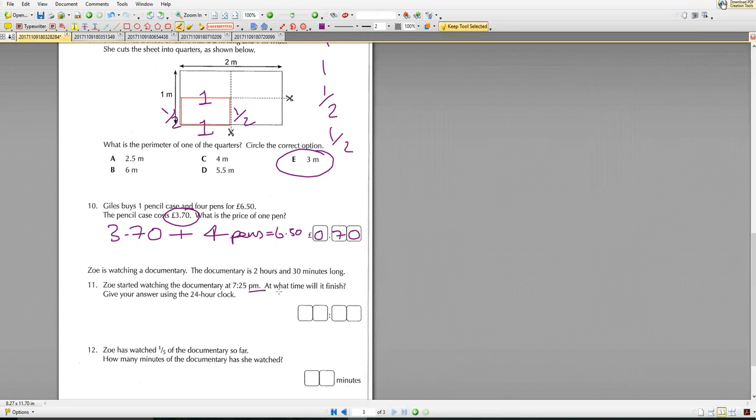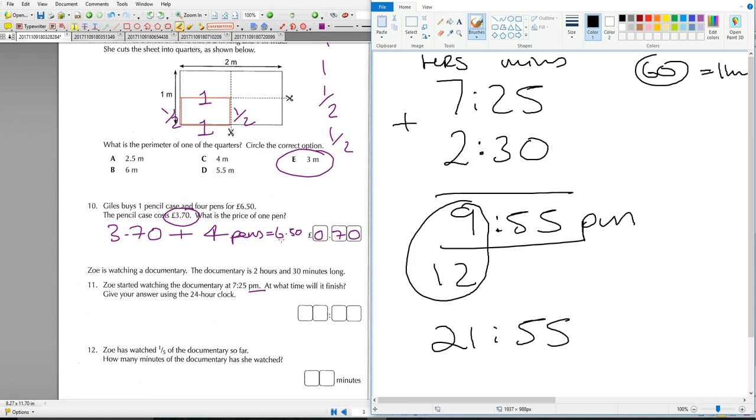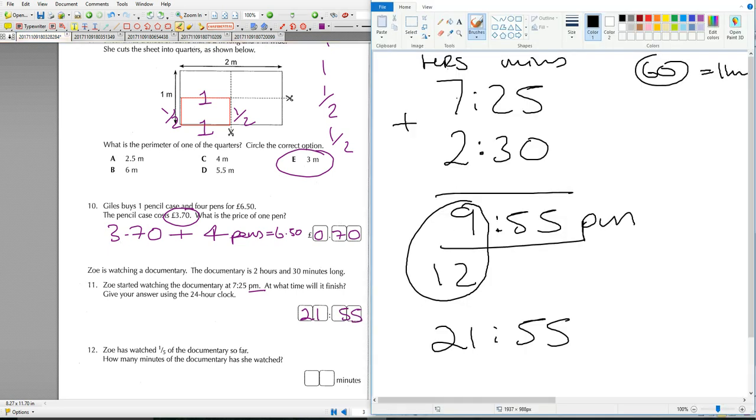Now remember it's PM. So to change it into 24-hour clock, we've got to add 12 onto the hours. So 12 add 9, that will give us an answer of 21:55. So that's the working out that I would do for question number 11. I'm just going to copy up here now. So it's 21:55.